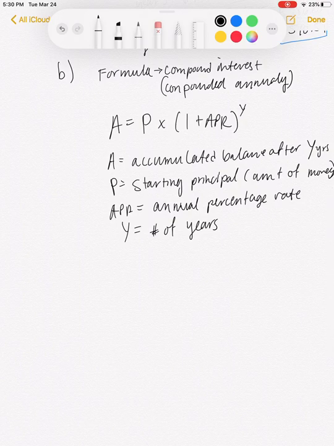Next. That's a good video for now. Okay, now we're on number 4. The formula for compound interest paid more than once a year. So part 4 here.